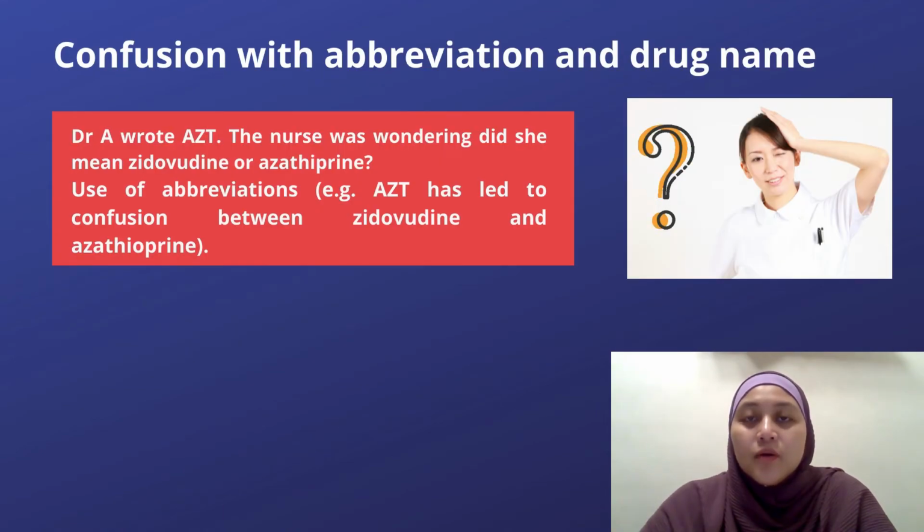So this is another case of Dr. A, who wrote AZT on a prescription. So the nurse was wondering, did she mean zidovudine or azathioprine? Here is an example of confusion with abbreviation of the drug name. AZT can be zidovudine or azathioprine. So to avoid this confusion, you need to write the drug name in full and with correct spelling. Avoid abbreviation.